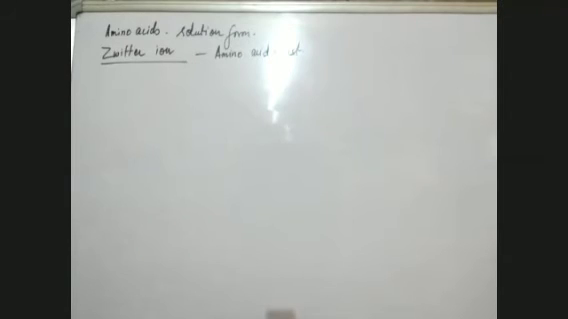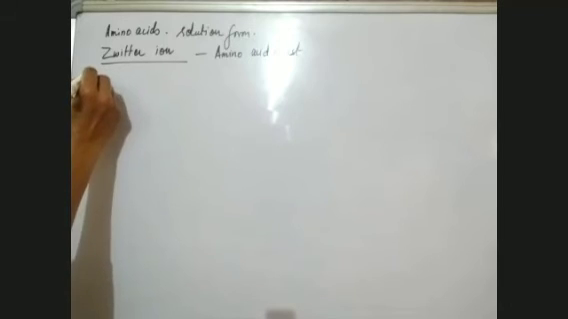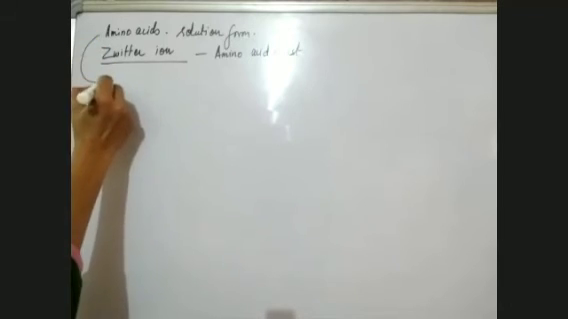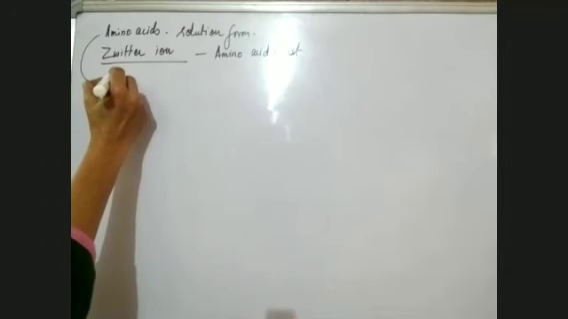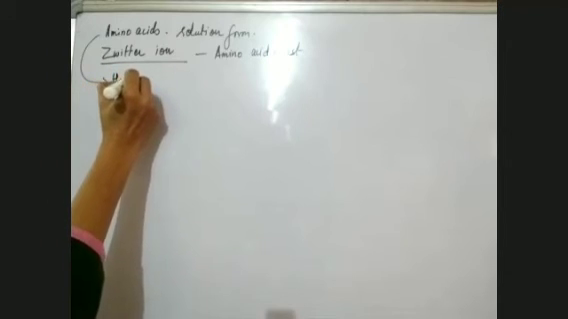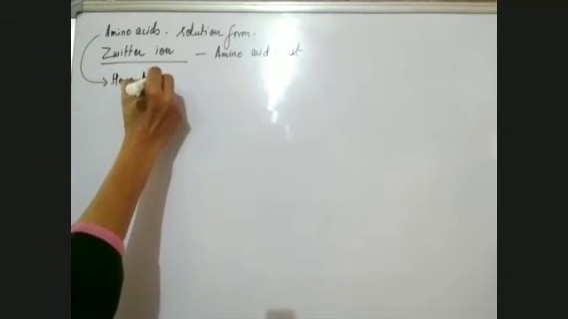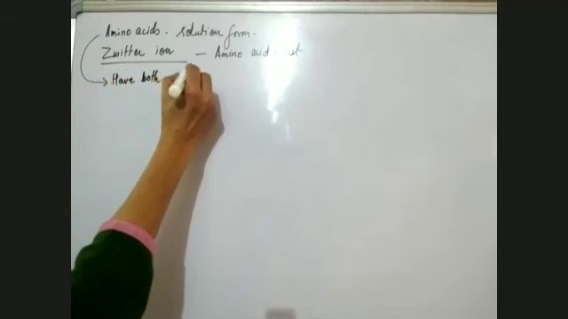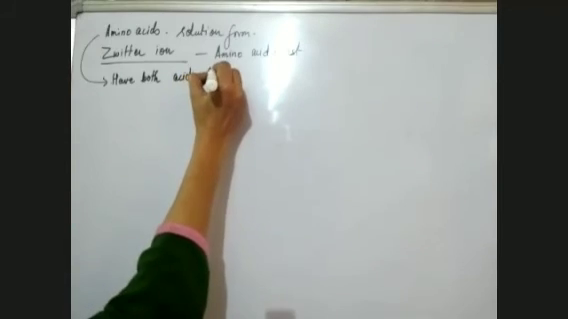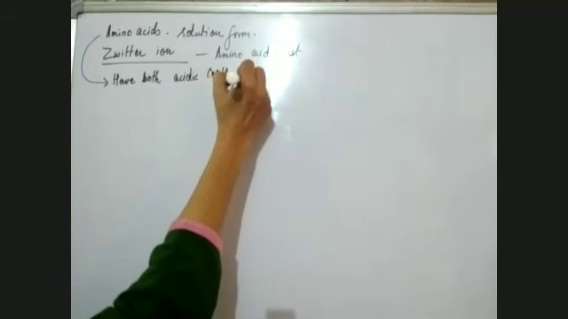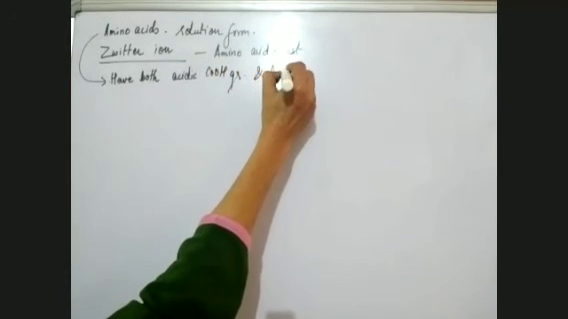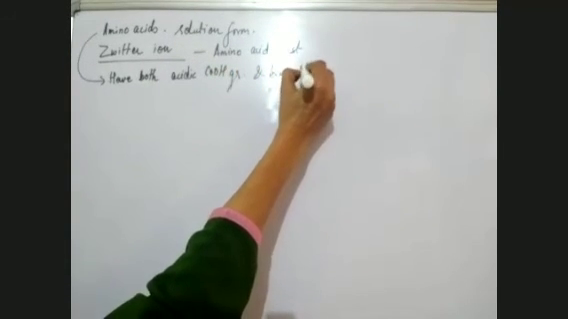Now, what happens? See, the amino acids have both an acidic carboxylic group and a basic amino group. Amino acids have both acidic carboxylic group and basic NH2 group.